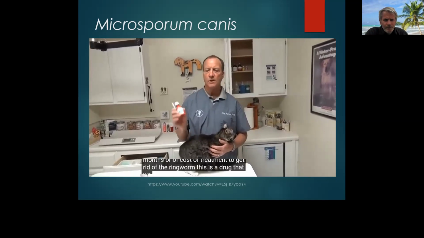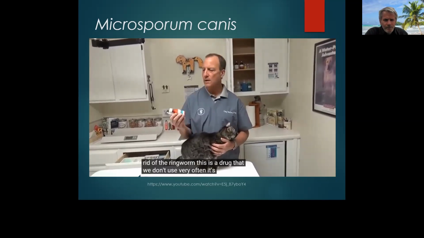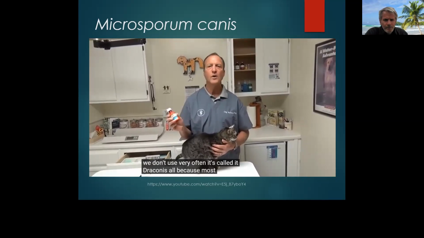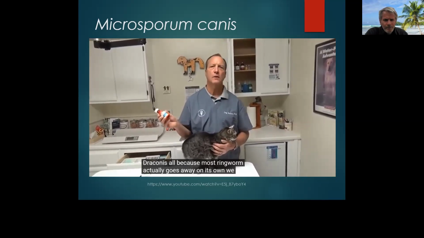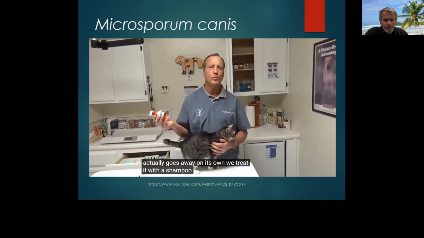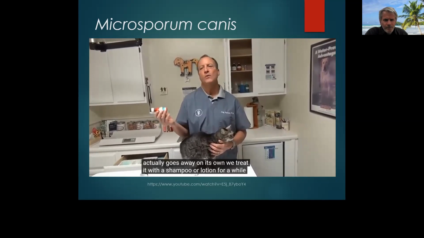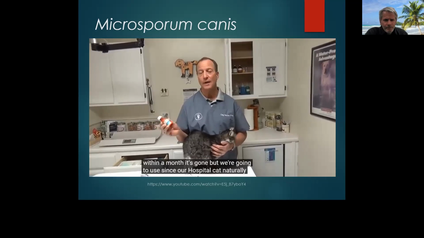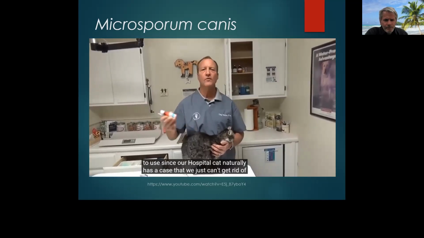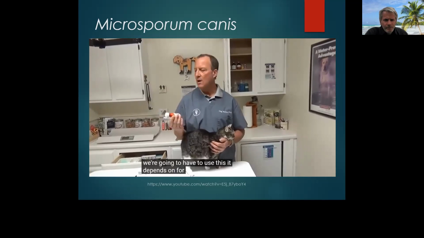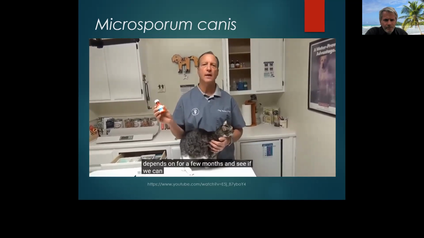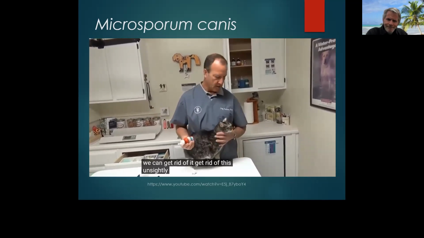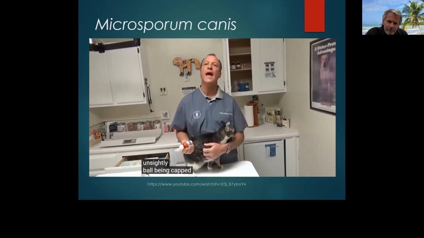This is a drug that we don't use very often. It's called itraconazole, because most ringworm actually goes away on its own. We treat it with a shampoo or a lotion for a while. Within a month, it's gone. But since our hospital cat has a case that we just can't get rid of, we're going to have to use this itraconazole for a few months to see if we can get rid of this unsightly balding cat.